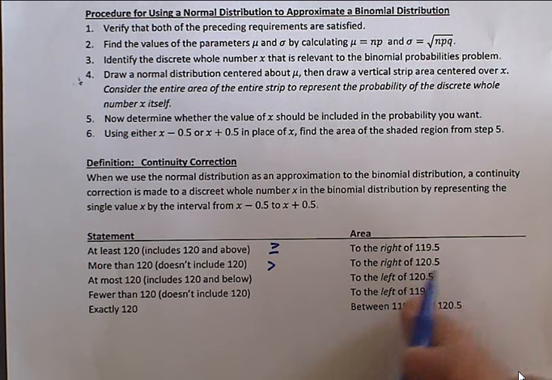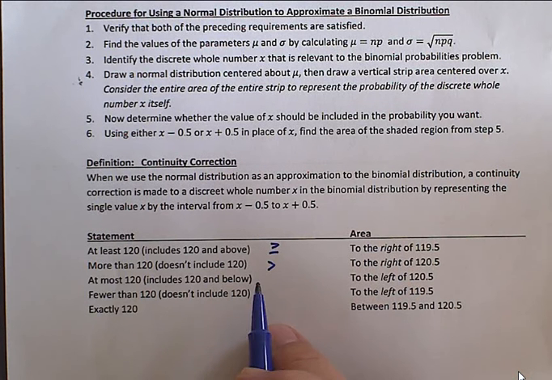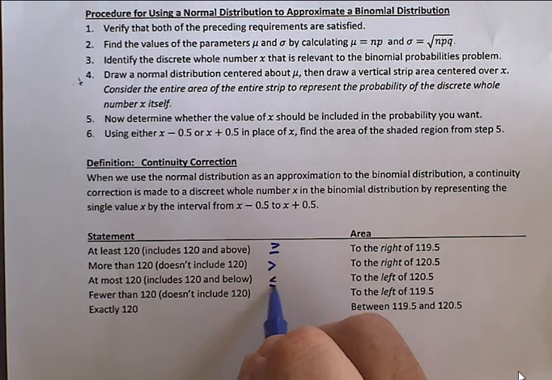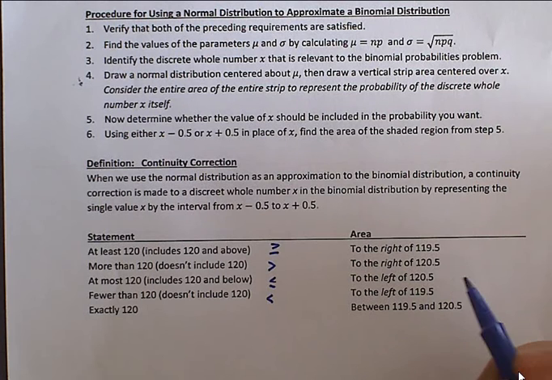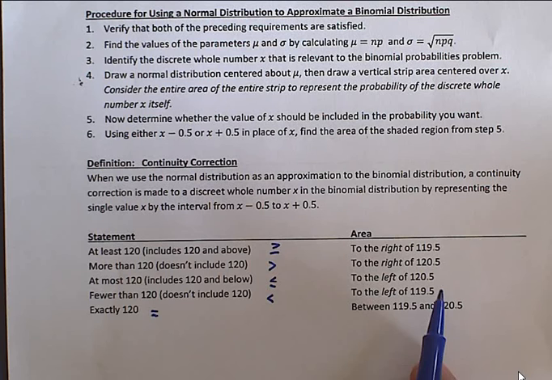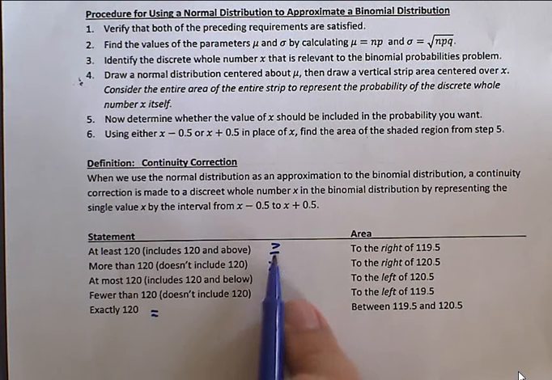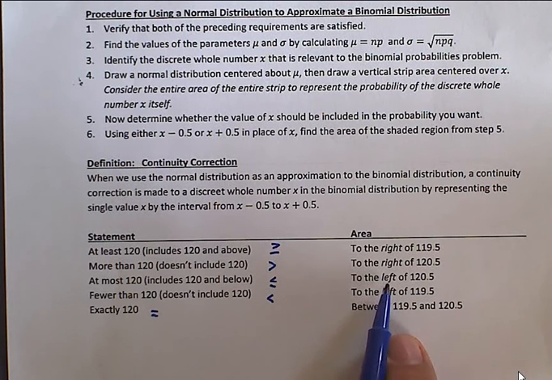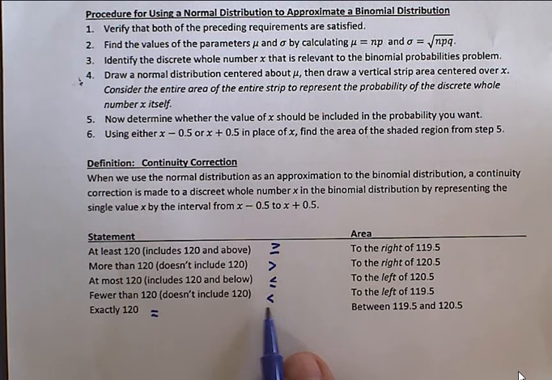Down below, these are the other two. At most means less than or equal to. Fewer than means just less than. And then exactly means 120. So again, look, does it have an equal sign or not? If it has an equal sign, go 0.5 away from the shading. Add 0.5 onto it. So I want to go left of 20.5. Here I'm going to subtract 0.5 in the direction of the shading, which is left, 119.5.